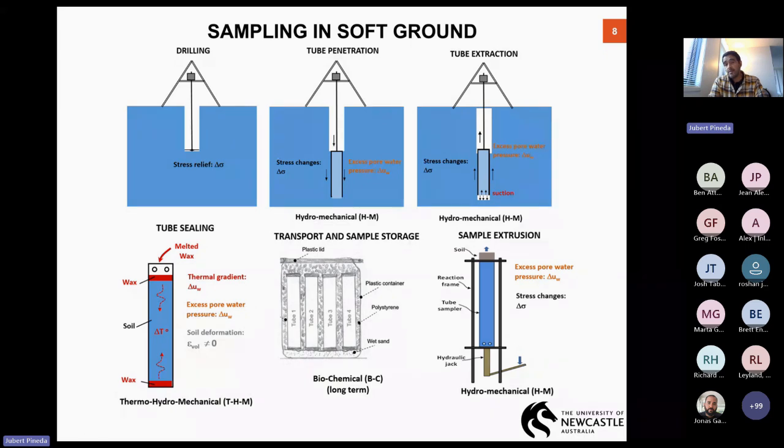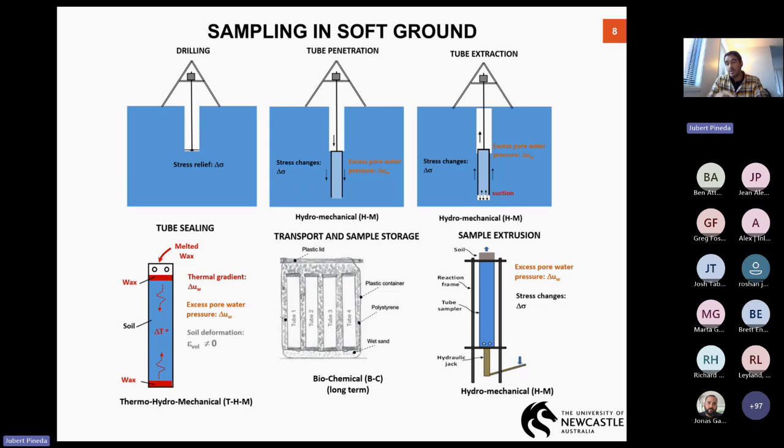Finally, in the lab, we need to extrude the soil for laboratory testing, and that sketch at the bottom right-hand side is something I have seen in many labs here and worldwide, which is using the hydraulic jack to push it out, like in a toothpaste. This is a really bad option if the intention is to run mechanical tests like odometers or triaxials for getting soil parameters for design.